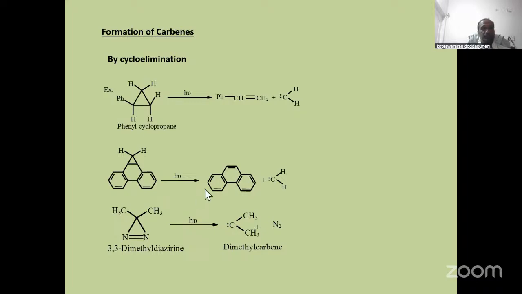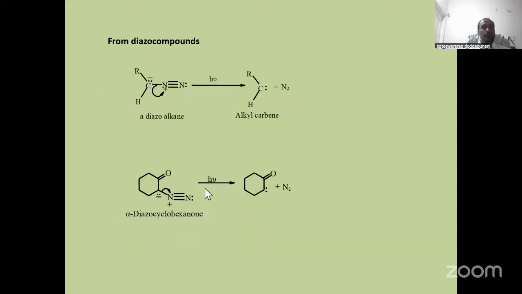Next, from diazo compounds, a diazoalkane, which when photochemically irradiated, or subjected to photochemical conditions, leads to formation of a carbene, an alkyl carbene, along with elimination of nitrogen gas.